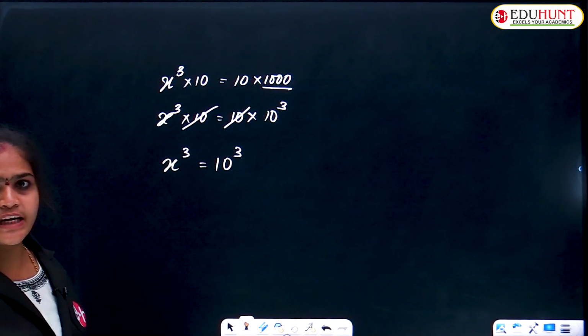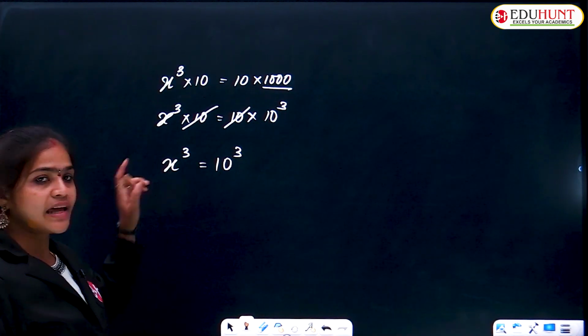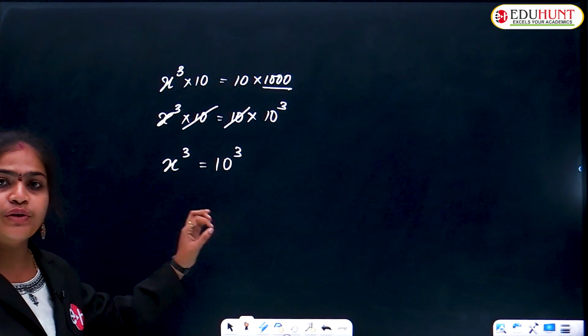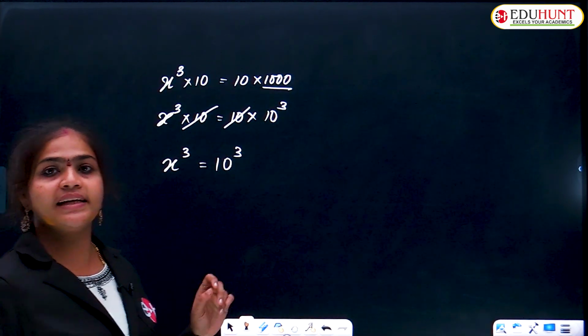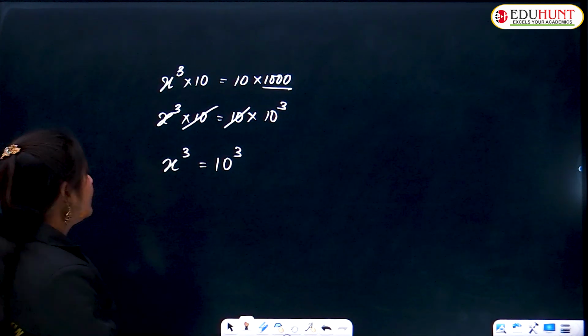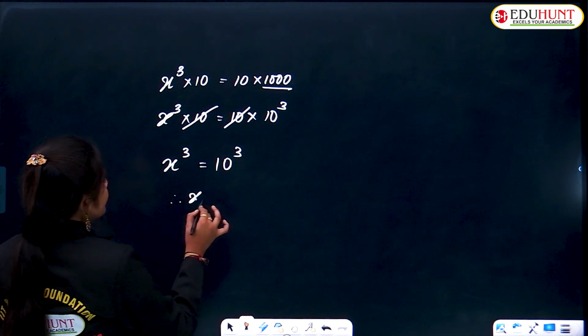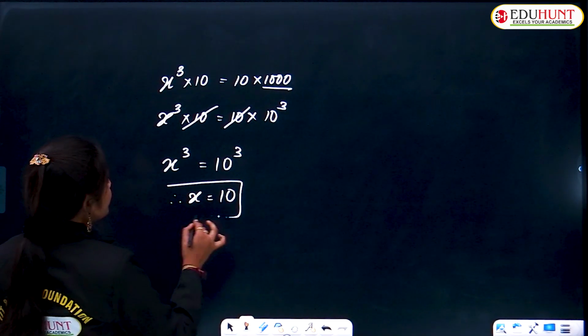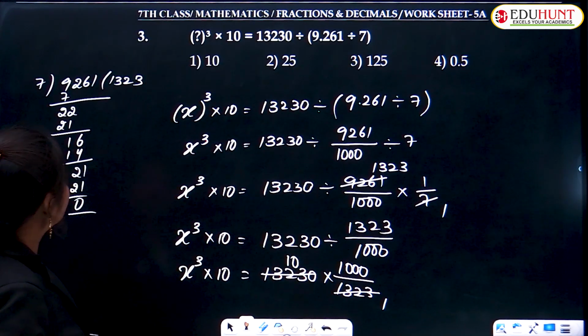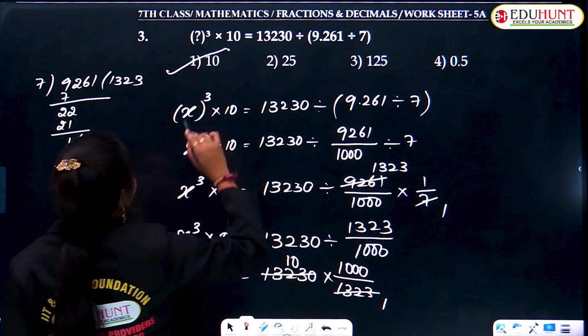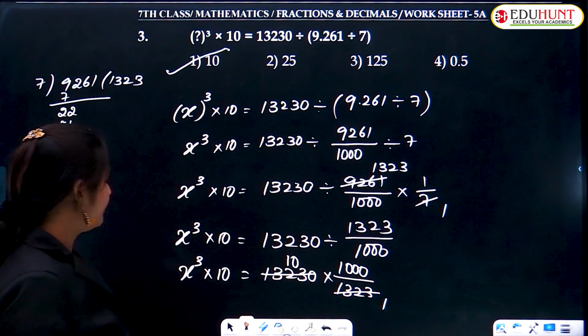As the powers are equal, now the bases are equal. Why? Because before and after the equal sign you should have the same value, then only you can keep the equal sign. Now finally x is equal to how much? Here x is equal to 10. Understood? Which option is correct here? x is equal to 10. Option 1 is correct. Okay?